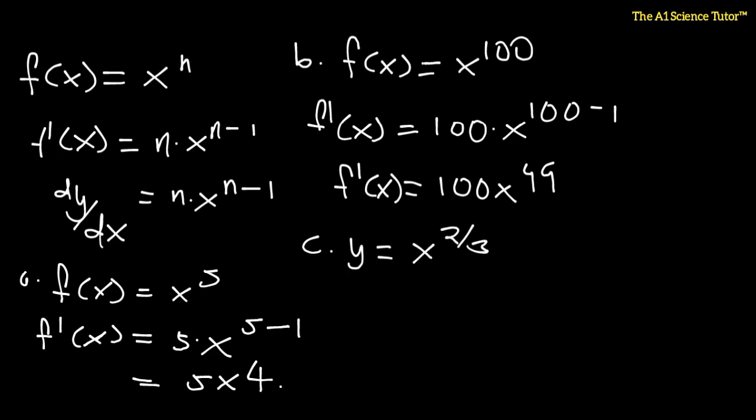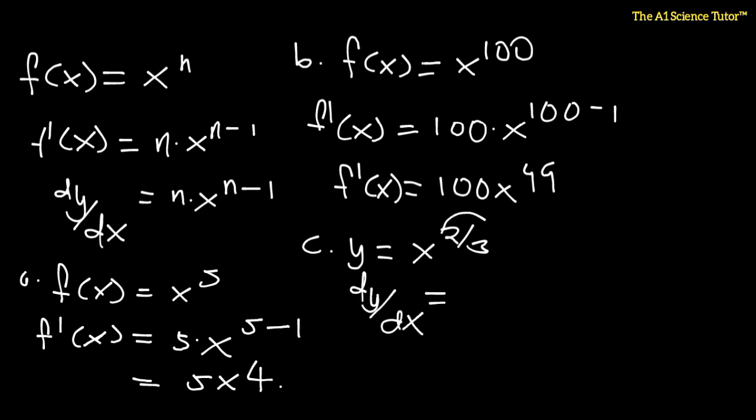So y is equal to x raised to the power of 2/3. Now you need to know that the reason why we have dy dx here is as a result of the fact that the function was called y. So we have y here, and in order to write the derivative of the function, you need to write dy dx.